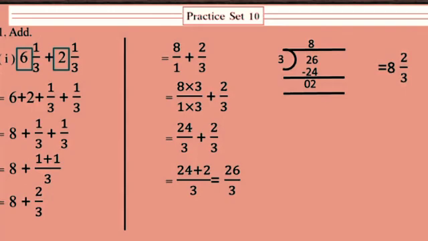Here see the denominators are same. So we can add them: 6 plus 2 plus 1 upon 3 plus 1 upon 3. So 6 plus 2 is 8 plus 1 upon 3 plus 1 upon 3. 3 will be as it is, it's a denominator. 1 plus 1 will become 2. So here it is 8 plus 2 upon 3.